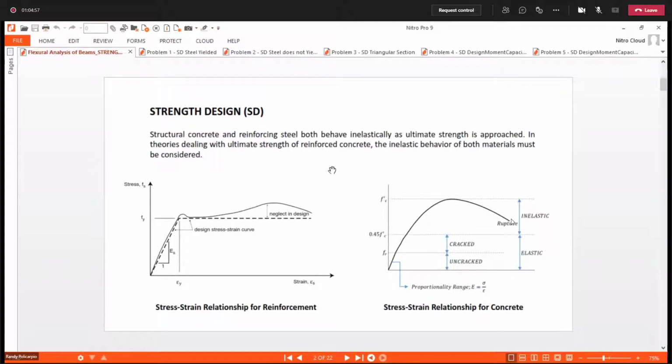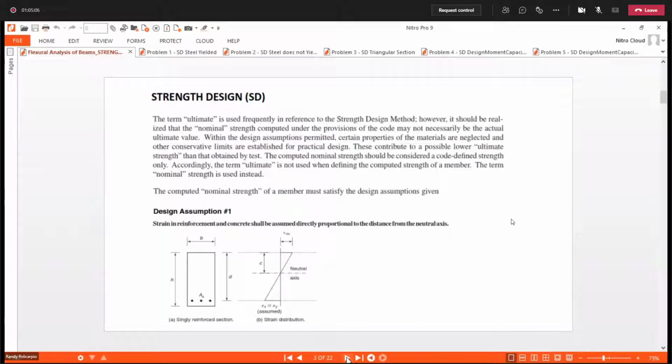For you to know, ano ba yung binabanggit dito sa introduction natin? Okay, so that is for the first slide. For our second slide, sabi dito, the term ultimate is used frequently in reference to the strength design method. However, it should be realized that the nominal strength, look at that, the nominal strength computed under the provision of the code may not necessarily be the actual ultimate value.